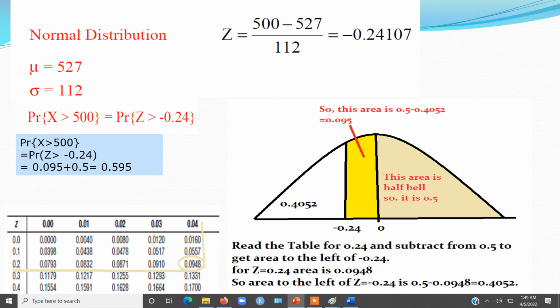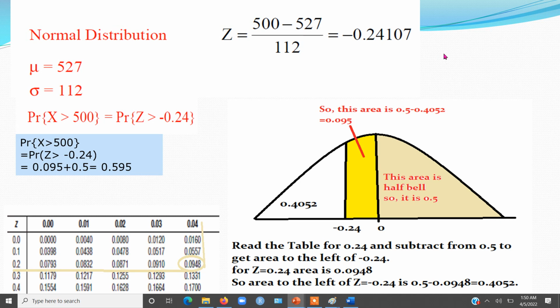Okay, so we want to compute the probability that the random variable takes a value greater than 500. So we know that we always convert the required variable into its standardized form, which is z-score. And the formula for z-score is observed value minus the mean divided by standard deviation. So here we are computing the probability for 500. So observed value is 500 minus mean, which is 527, divided by standard deviation, which is given in the question as 112. So once you compute, this number comes out to be minus 0.24 roughly.